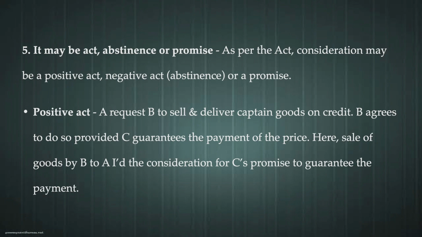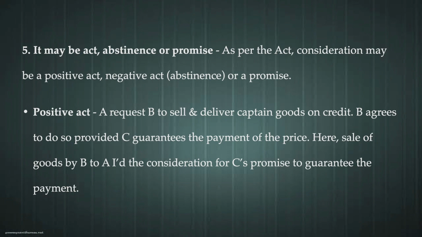Or a promise. Let's look at each one of them. Positive act. A requests B to sell and deliver certain goods on credit. B agrees to do so provided C guarantees the payment of the price. Here, sale of goods by B to A is the consideration for C's promise to guarantee the payment.